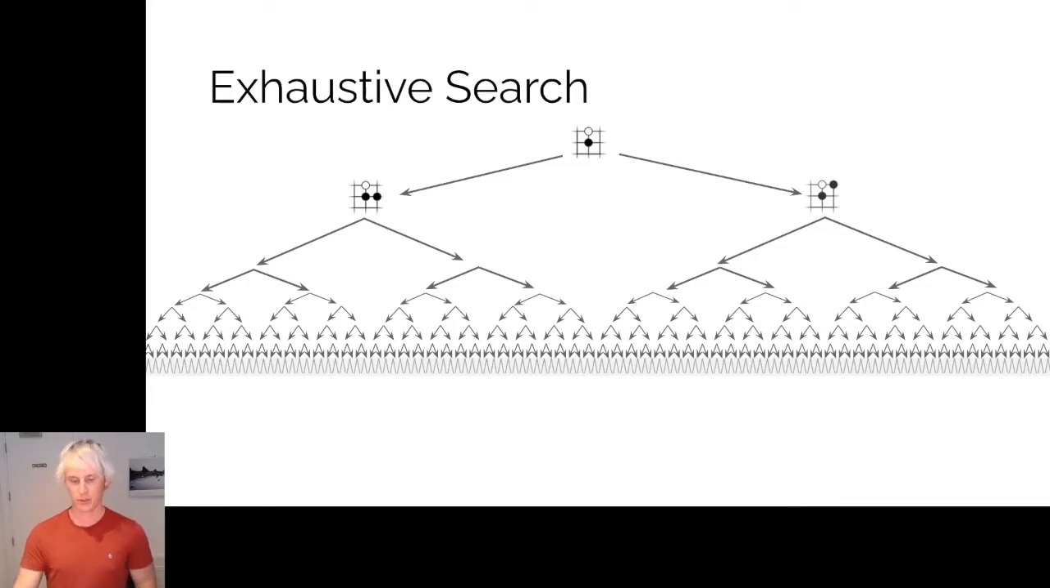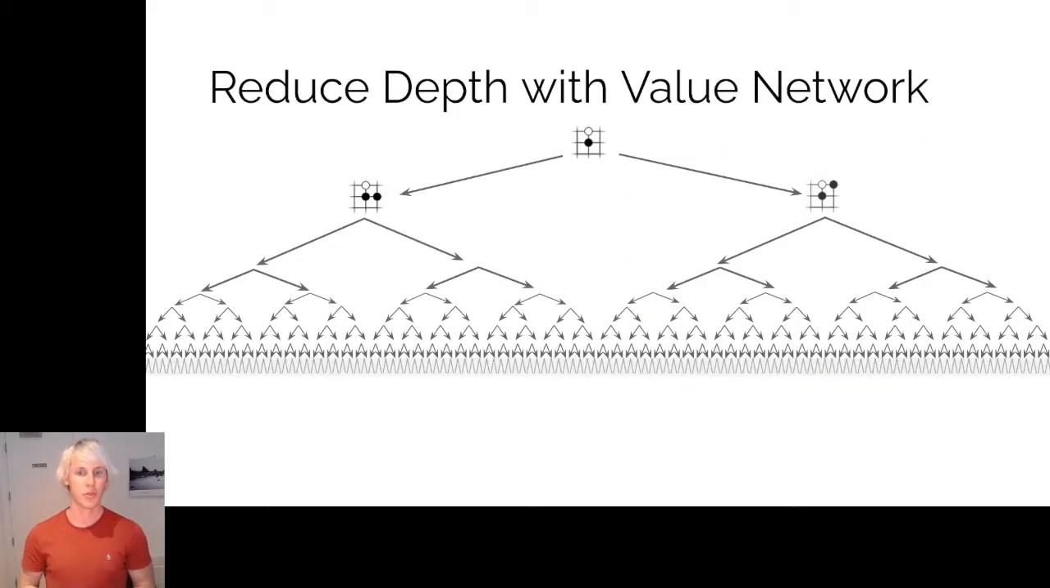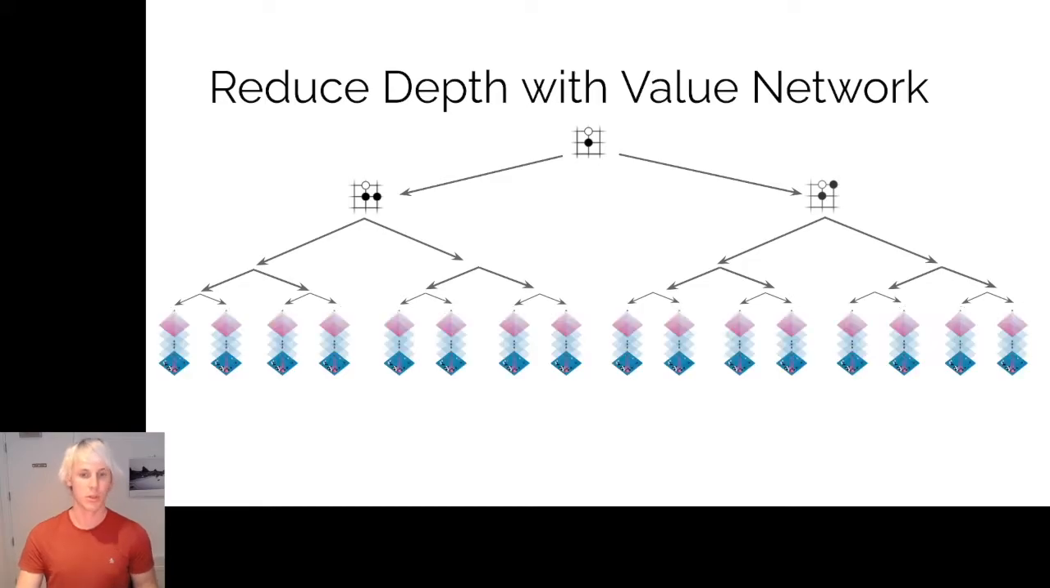The first network that we came up with was the value network. It's equivalent to some intuitive estimate of how well am I doing in this position. And with such a network, we can really cut down on the depth of the tree. We don't need to search until the end of the game. We can only look ahead a few moves and then rely on the evaluation of our network to see how well we are doing.